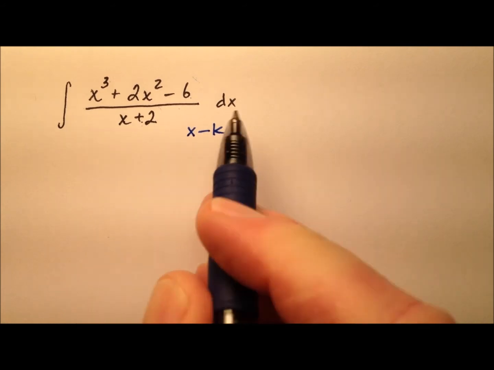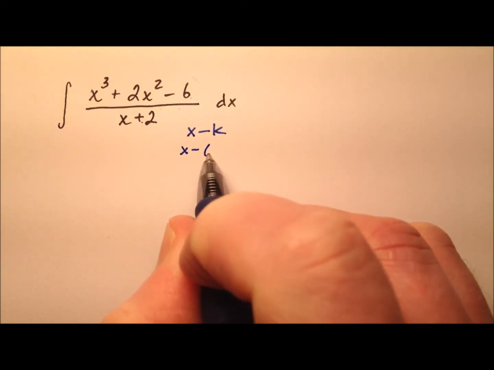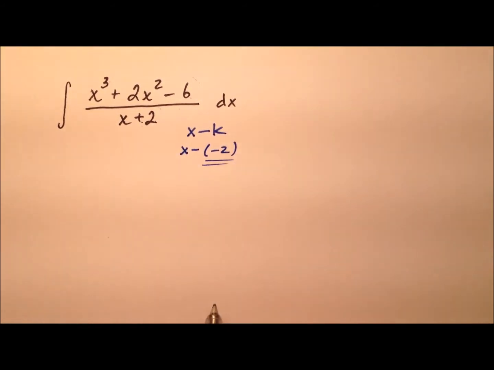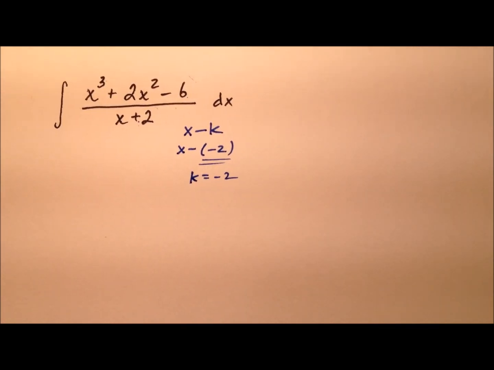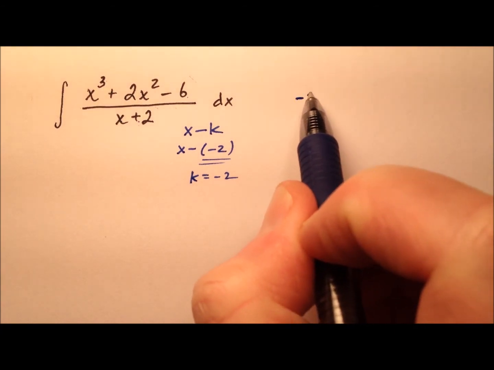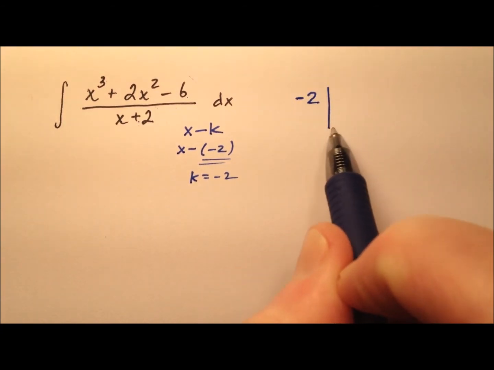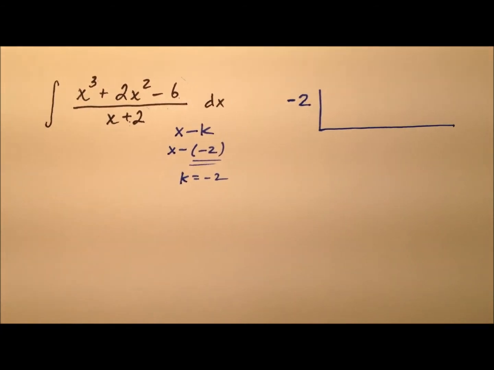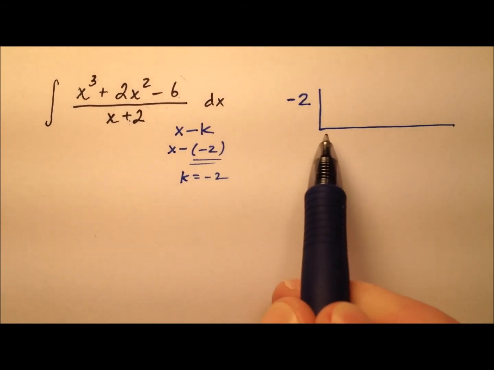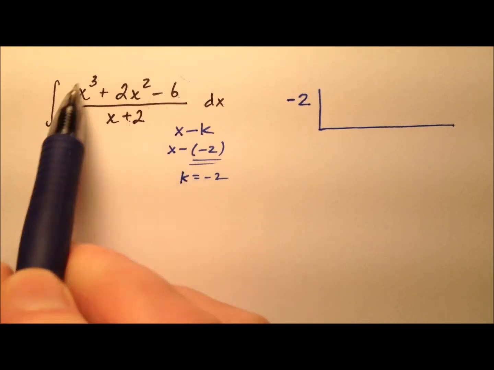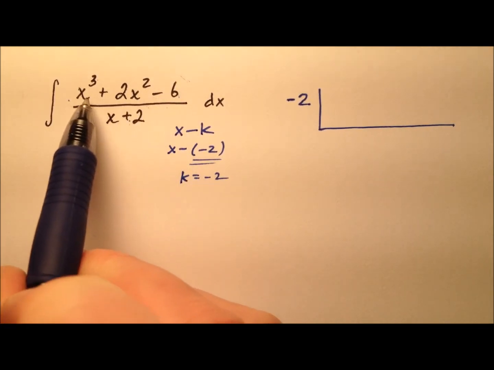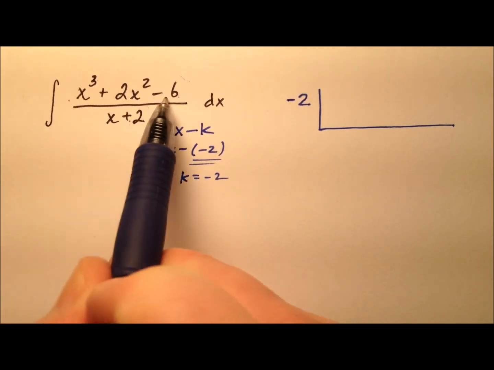So this x plus 2 could be rewritten as x minus a negative 2, meaning that my k value here is going to be negative 2. So I'll go ahead and put that outside my synthetic division algorithm here. And remember, synthetic division concerns itself with the constant and the coefficients here. So I'm not going to be concerned with the x's, just the coefficients and the constants.